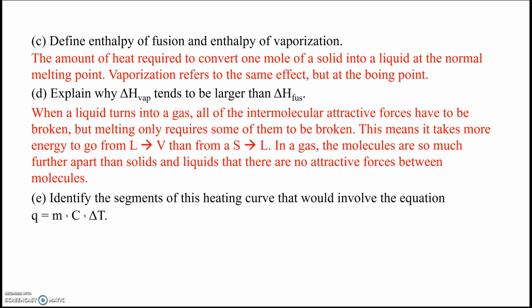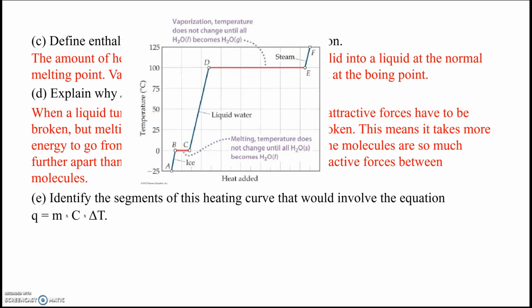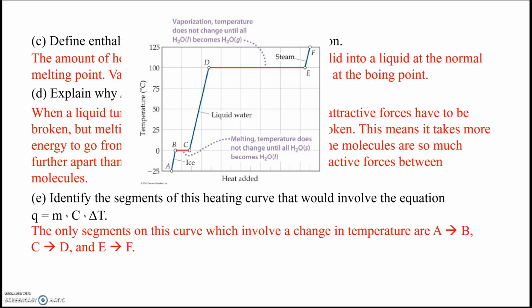And then question E says, identify the segments of this heating curve that would involve the equation Q equals mc delta T. Well, in order for this equation to be valid, a delta T has to occur, and the only segments on this curve which involve a change in temperature are A to B, C to D, and E to F. The other two regions of this curve are phase changes, and in a phase change, no temperature change exists.